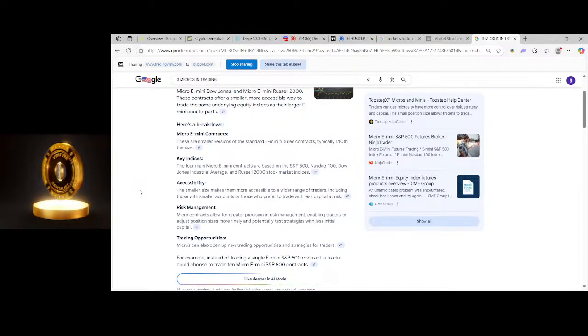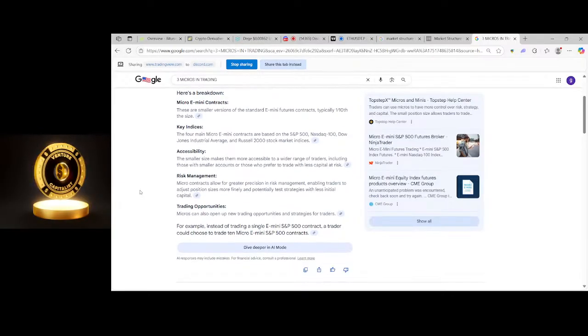So this is the thing that you bought. Remember the $3,500 trading program you bought? So they were talking about what they're doing with their micros, right? So instead of trading a single S&P contract, a trader could choose to trade a tenth of a micro, right? So he's trading three micros in there.